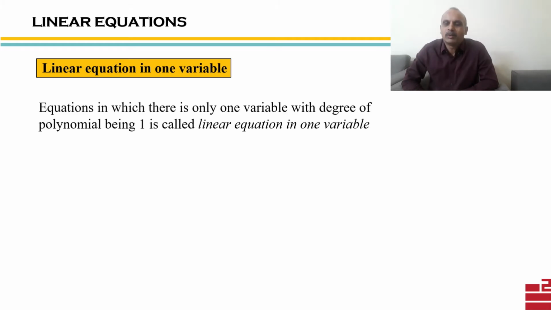So what are linear equations in one variable? When we say linear, the word linear means the degree of the polynomial is 1. For example, 2x minus 13 is equal to 7. This is an example of a linear equation in one variable. Similarly, we have another example, 5 minus 3x is equal to 12.